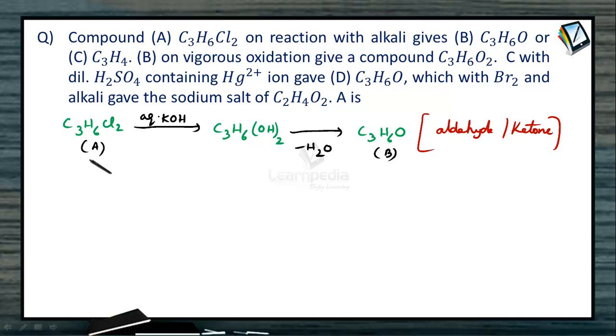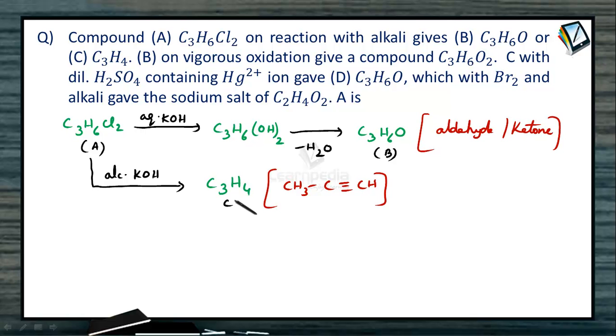Now the same compound A is made to react with alcoholic KOH. Why are we doing it twice here? Because it's simply given that this compound is made to react with alkali. As there are two possibilities, we are using both aqueous KOH as well as alcoholic KOH. And this alcoholic KOH is meant for dehydrohalogenation, isn't it? So the product formed is an alkyne, which is C3H4, and it is like this, CH3-C≡CH. This is our compound C.